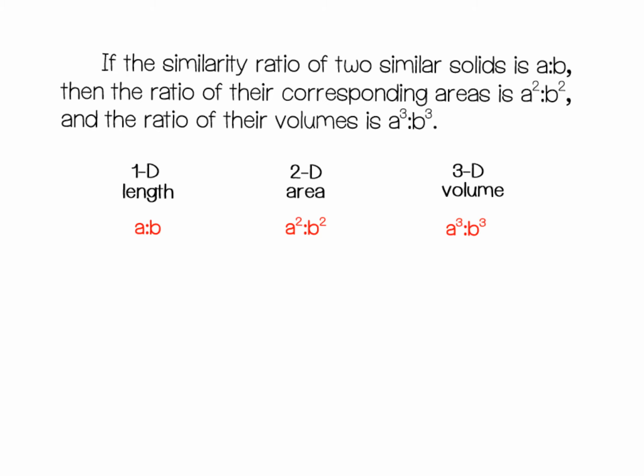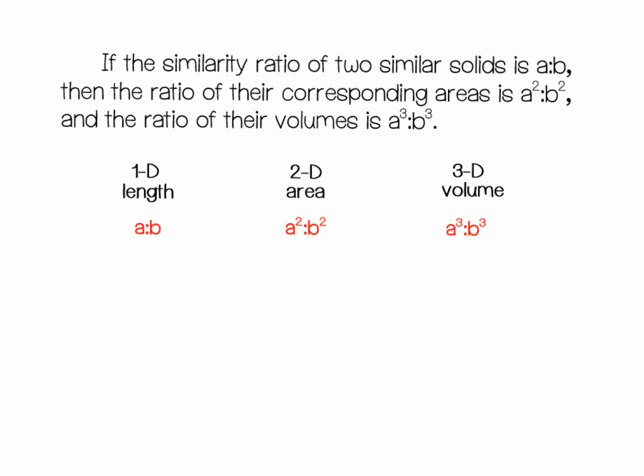This is the building block part. If the ratio between two similar solids is A to B, so this is usually a one-dimensional length, then the areas are going to be in a ratio of A squared to B squared, and the volumes are going to be in a ratio of A cubed to B cubed. So this is where we're really going to spend a little bit of time.